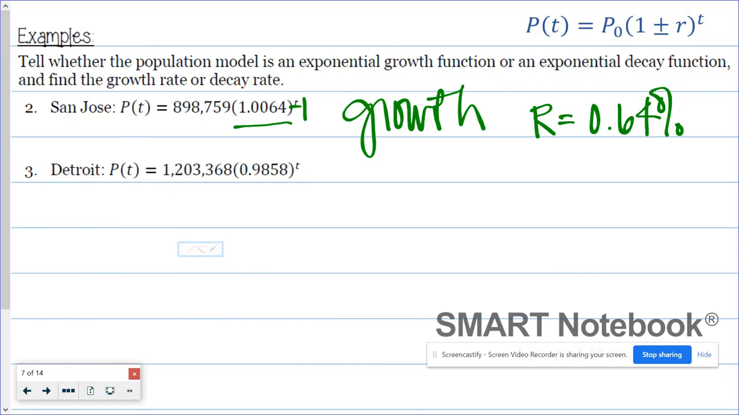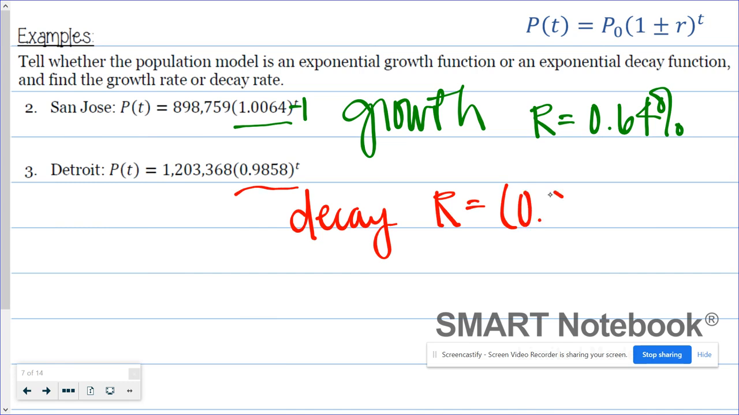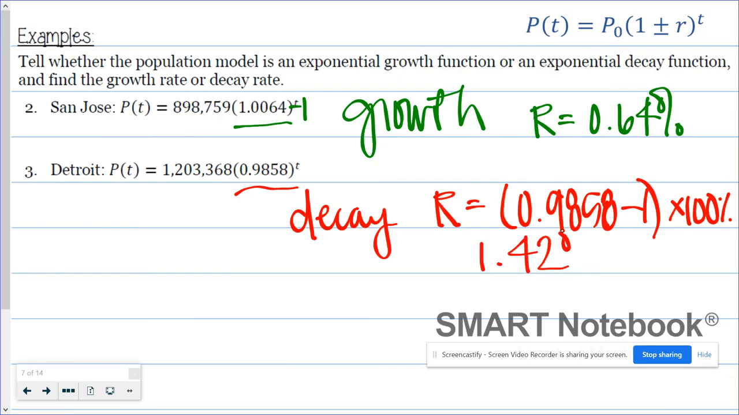When it comes to Detroit, we have the function 1,203,368 times 0.9858 to the t power. My b value is less than 1, which makes it decay. To find the rate, I'm going to go base minus 1 times 100%. So I'm going 0.9858 minus 1 times 100%. This will be negative. Simply ignore the negative. So we're looking at a rate of 1.42%.